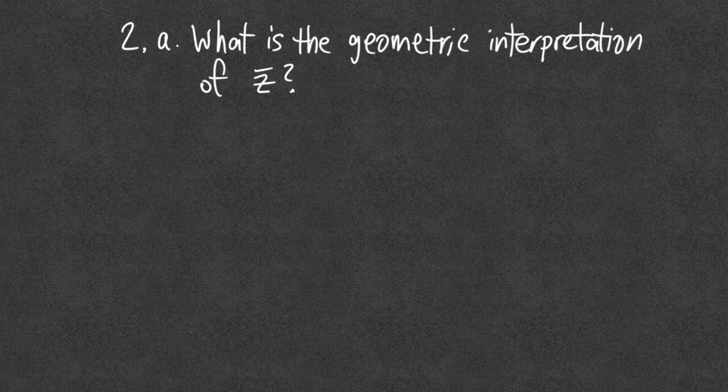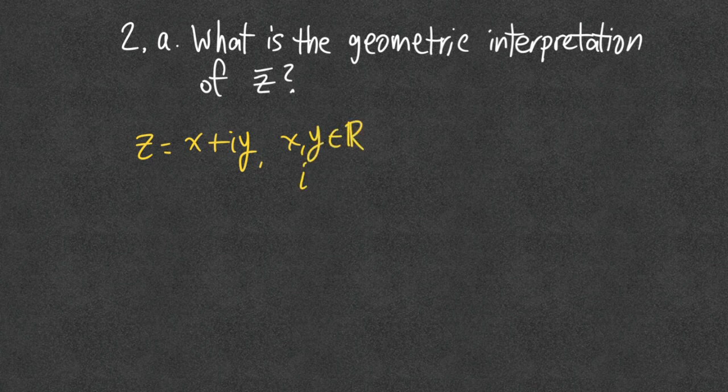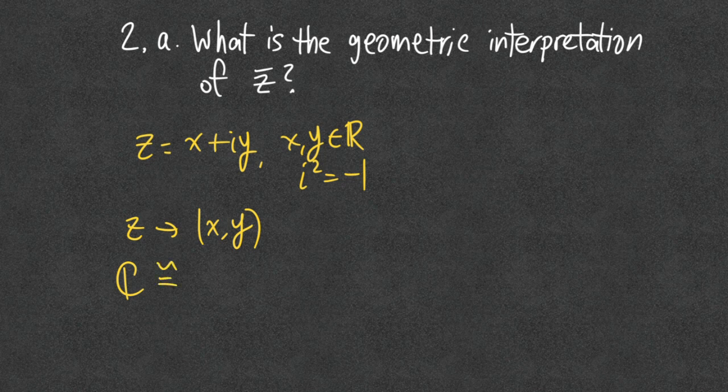All right, so finally we have defined the complex conjugate, and part A asks what is the geometric interpretation of z bar. Just as z could be defined as x plus iy for x and y real, and i squared being -1, we can also associate z with the ordered pair x comma y. Because the complex numbers are really isomorphic to R cross R, which is exactly what an ordered pair is. It's just one real number and then another real number grouped together.